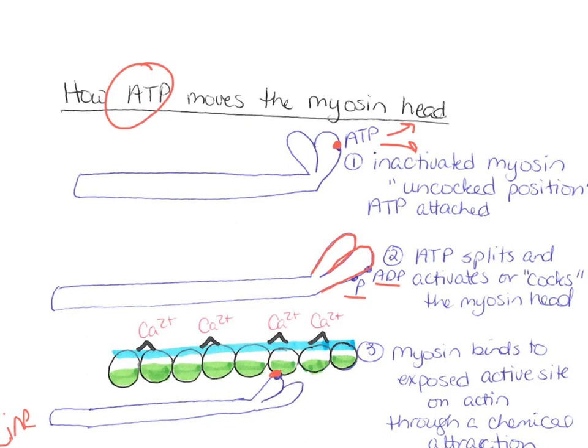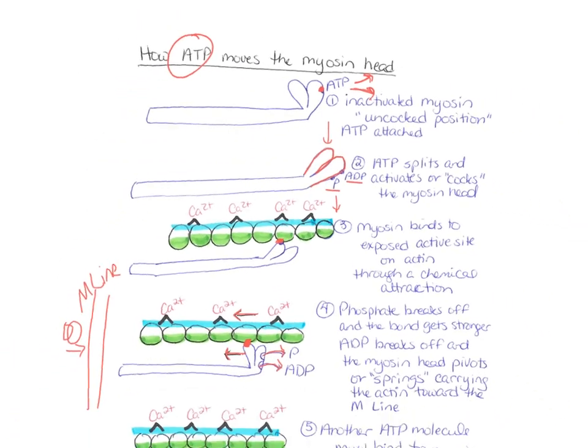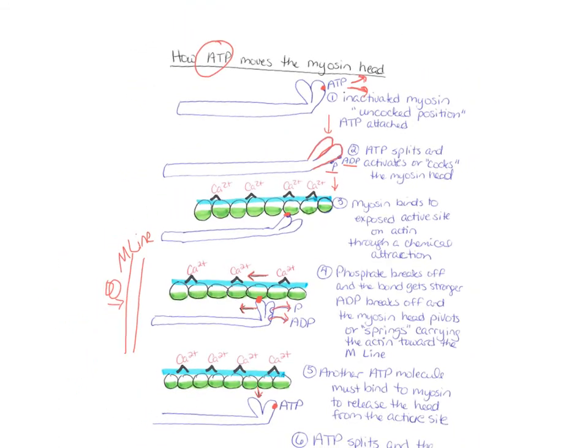The myosin head's been released, and the myosin head is already sprung, so then ATP is going to split again. It's going to split into ADP and phosphate, and we're just going to keep going down through these steps. So as long as ATP is present, and as long as calcium is present, we're going to be able to have this process occur, where the myosin head pulls that actin molecule closer and closer to the M line.